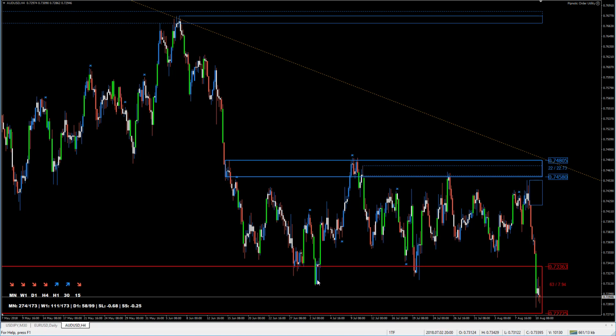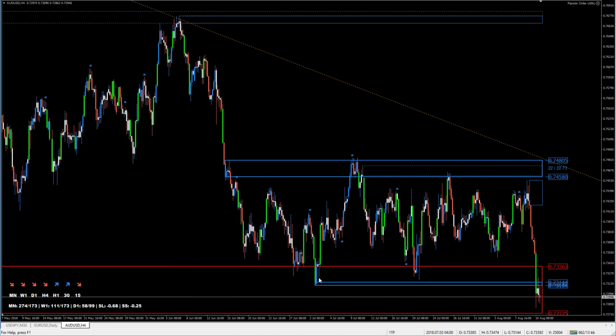We have this here, which is not demand. This is just a reaction to demand. This is probably going to be micro demand. You can see there's a little wick in here, so we have something in here. I'll just mark it up, a really tiny one.